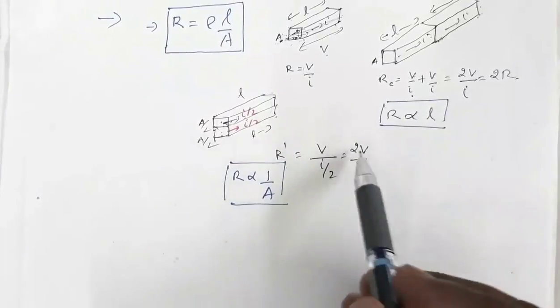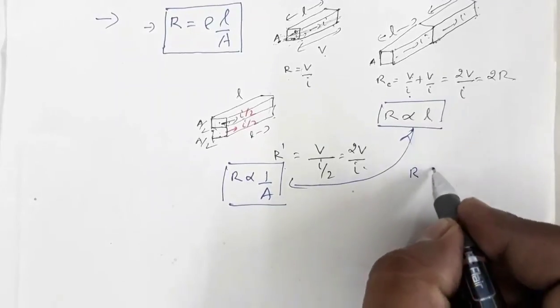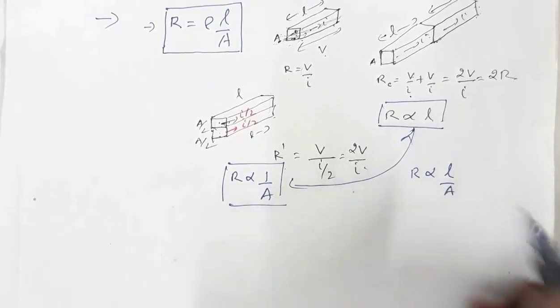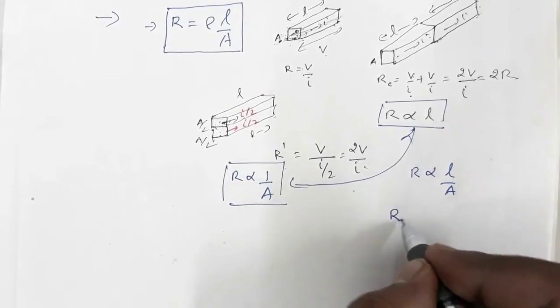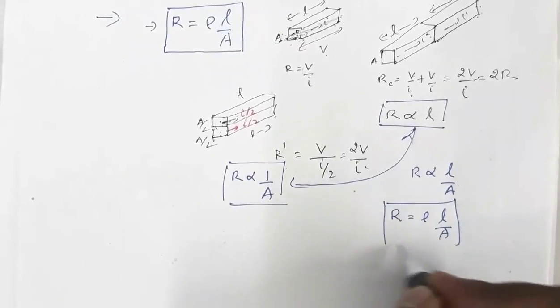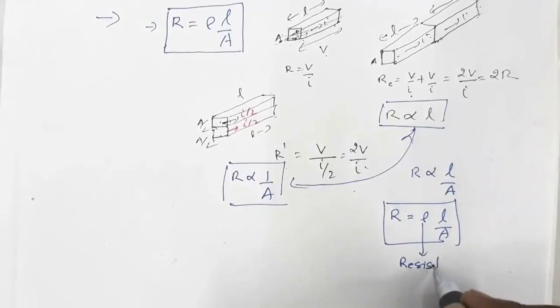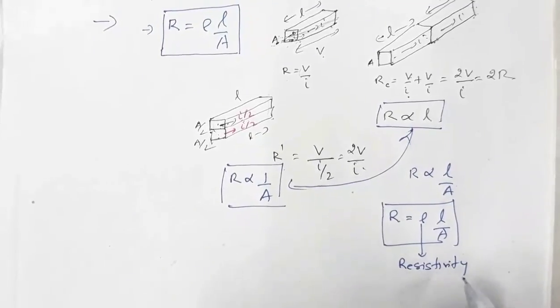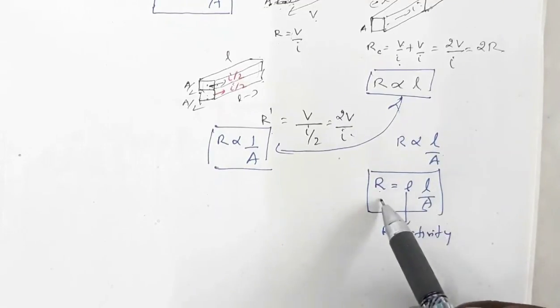So if you combine these two results, what do we get? We get R proportional to L by A. Now if you remove the proportionality symbol, we have R is equal to rho L by A. This rho is called resistivity. As I told you, this proportionality constant will always be independent of other terms. So rho will be independent of R, L, A.